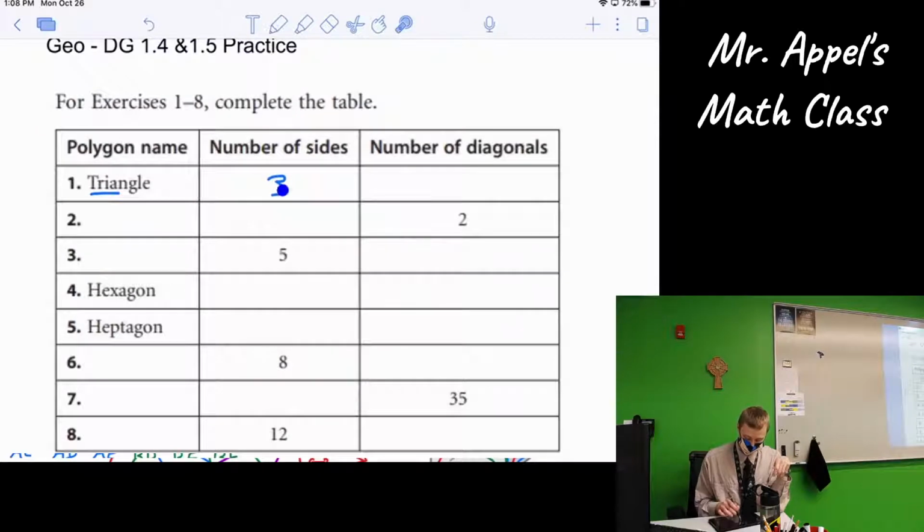Let's see. This goes 3. We skip 1, go to 5. So inductive reasoning would tell me a 4 should go here. Agreed? All right. What do you call a 4-sided polygon?